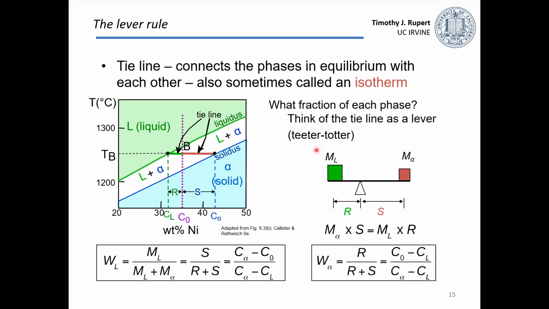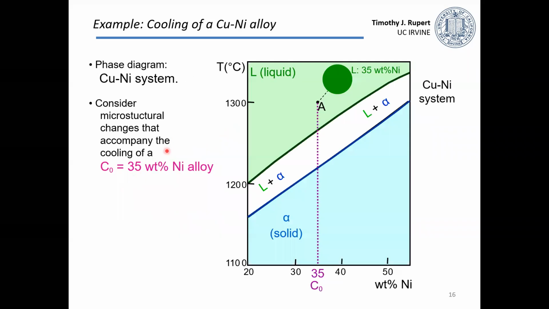We already went over this, so I'll leave it up there. But again, if we want to know how much, this is our mean or average composition. We want to know how much of the phase to the left. We take the length of the line on the other side and then divide by the total line length. If we want to know how much of the phase on the right we have, we take the length of that opposite side and divide it by the total length. So we can think about what this means.